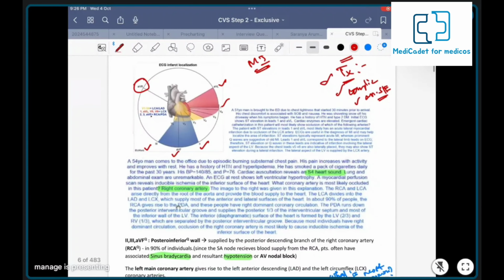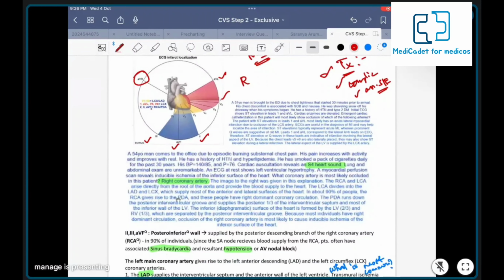So what happens is the inferior MI is caused by which vessel? It is caused by the right coronary. Yeah, the posterior descending artery, which is a branch of the right coronary artery. But sometimes it may not actually be the posterior descending artery that is getting affected. It could be the right coronary artery itself which got affected.